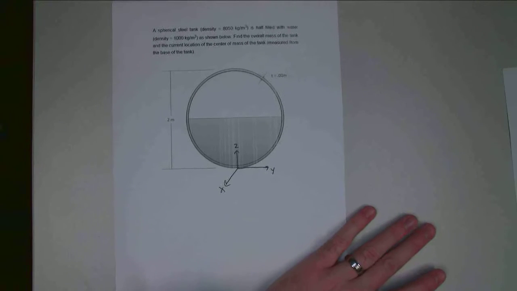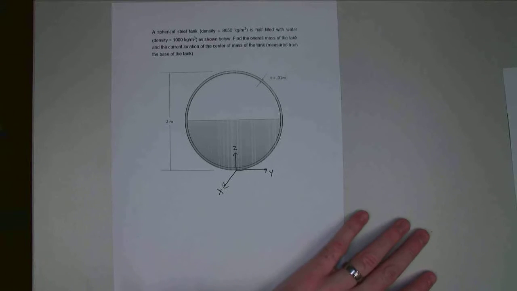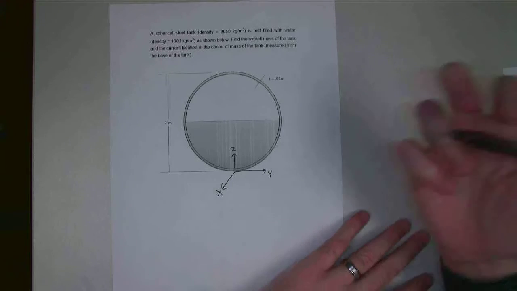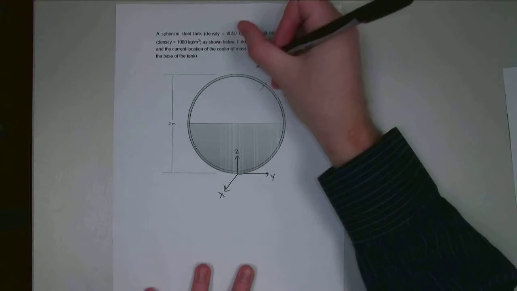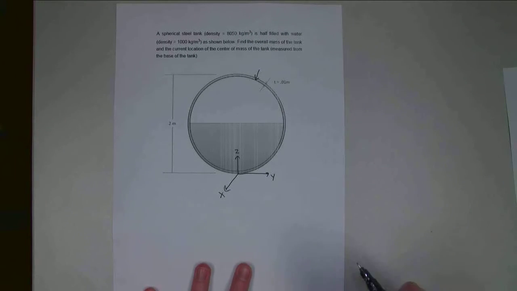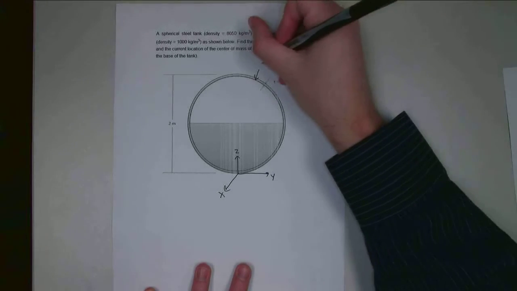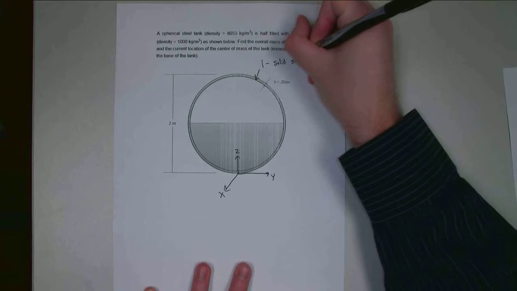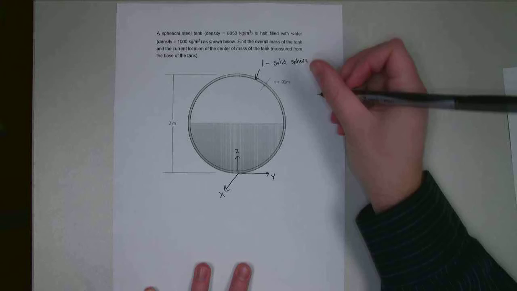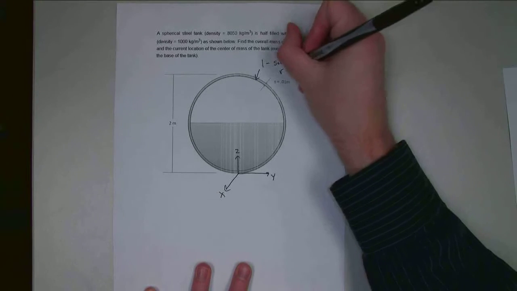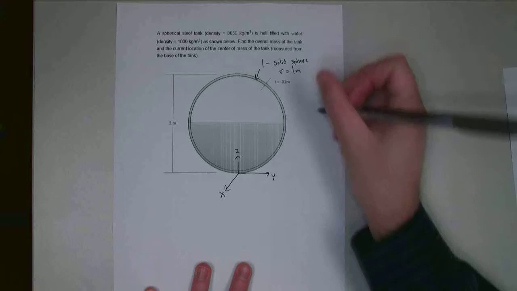Alright, the next thing I need to do is break this down into the different composite parts that I'm going to put together. I broke this down into 3 parts. I took an overall spherical shell of this steel. So part 1 is a solid sphere, and it's going to have a radius. If our diameter is 2 meters, our outside radius is going to be 1 meter.